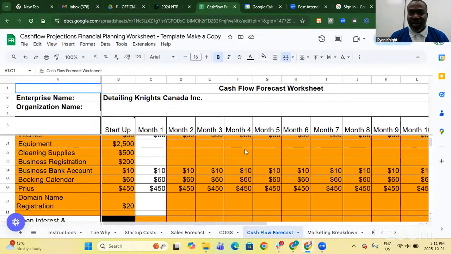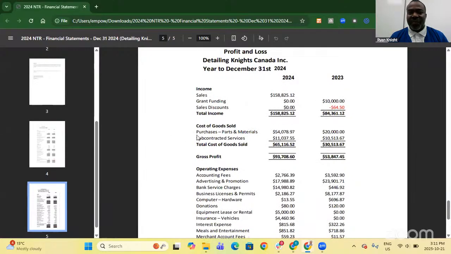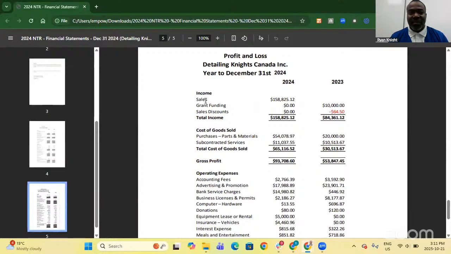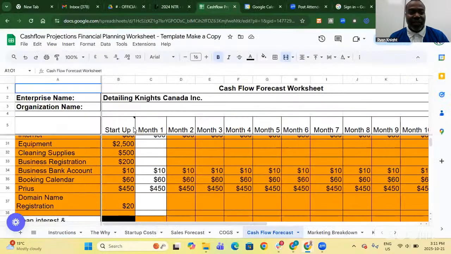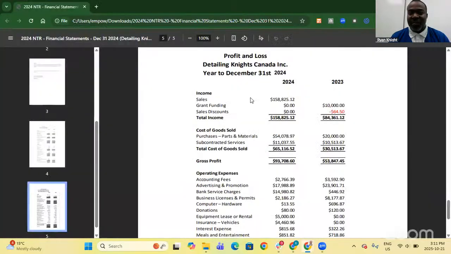So when we go to an income statement, and I'll use one as an example here, from Detailing Nights, and this shows 2023, 2024. So you would see that the sales component of the income statement is where on the cash flow projections, we are tracking that each month. So how much sales are coming in, that would go into the sales section. If you got any other funding, you could also put it there. And then that's going to show us the total income for the entire year.